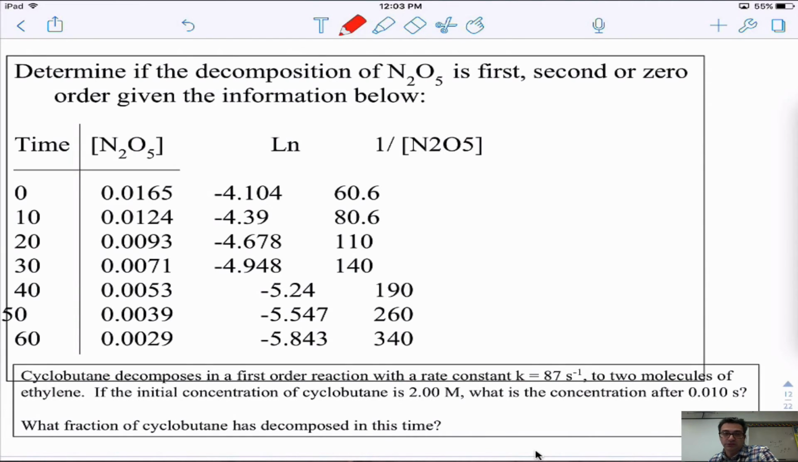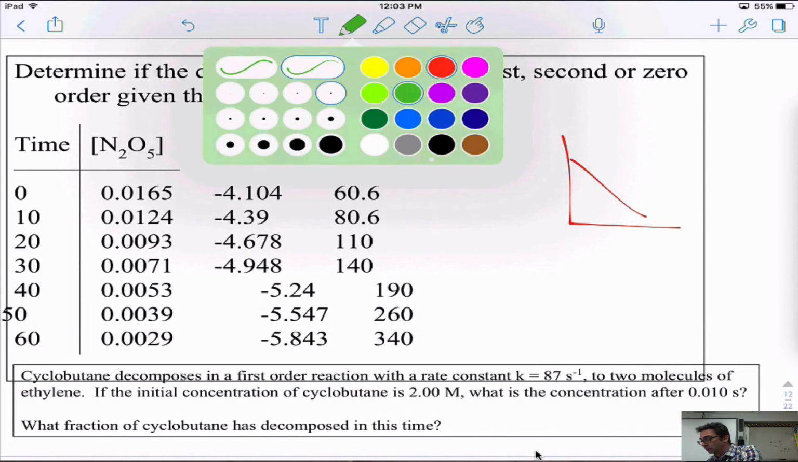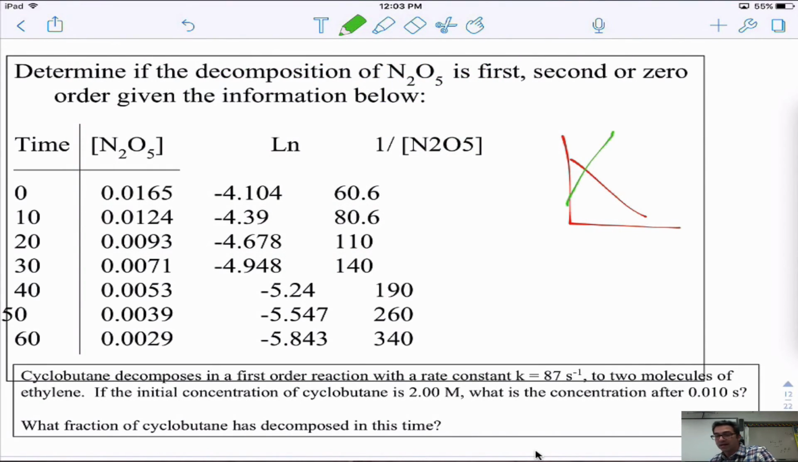Now there's two ways to do this. If you have a graphing calculator, you could plug it into your stat program and get a graph and see which one's linear. For those of us that don't have that, or if it's on a multiple choice, you don't have a calculator, you want to look for one where you're getting a straight line. A straight line of either negative slope if you're first or zero order, or if you are second order, you would have a slope with a positive line that's linear. So to have that, you need to have constant changes over time.